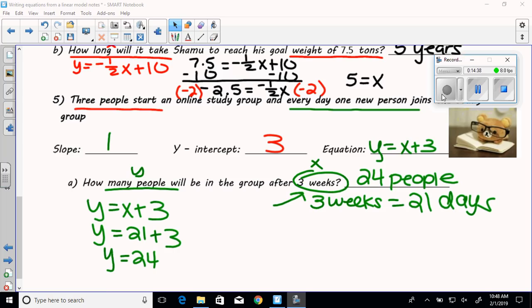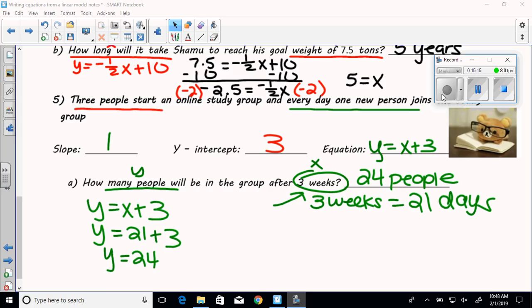Okay, so for part A, how many people will be in the group after 3 weeks? So 3 weeks is our x value because it has to do with how long, and we're looking for how many people. So we need to be careful. Make sure you don't substitute in 3 for x, because x is in days, and they gave us 3 weeks. So we have to convert 3 weeks to 21 days, because we know that the slope is 1 person every day. So we need to do everything in terms of days. So we substitute in the 21 for x, and then we end up with 24 people.